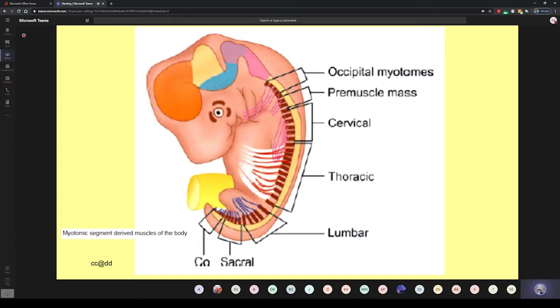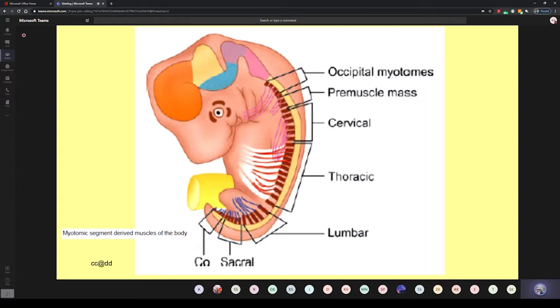Plus, this is how it looks when we are seeing through ultrasonography from outside. You can see some blocks on the surface of the embryo. We have seen a table that you can correlate the age with the number of these somites, starting from the head end towards the tail end. There are occipital area myotomes, a premuscle mass, cervical, thoracic, lumbar, sacral, coccygeal, all of these areas.